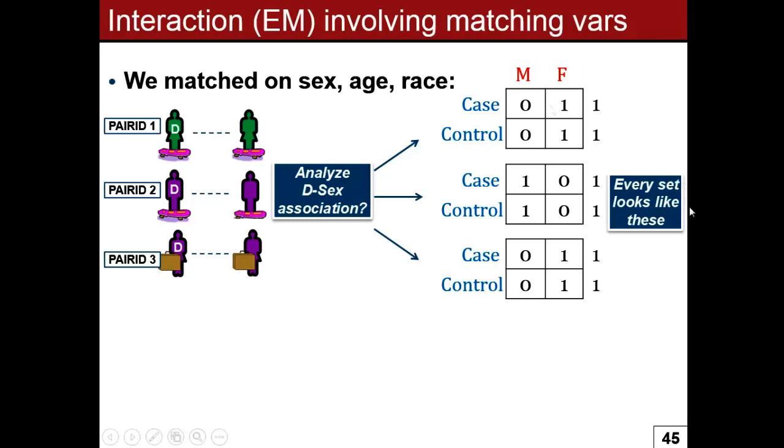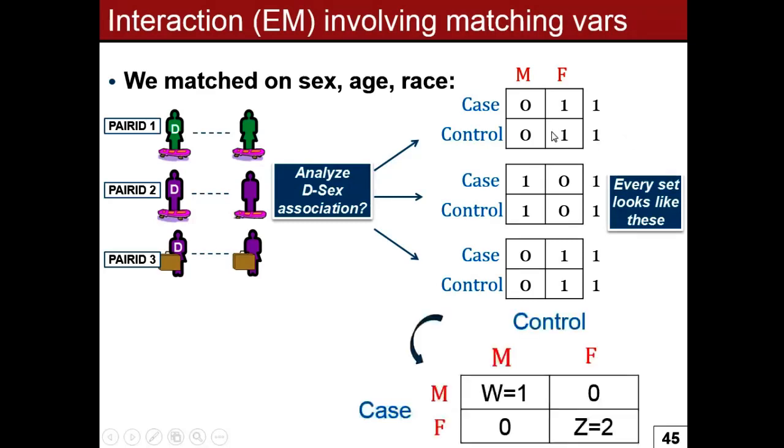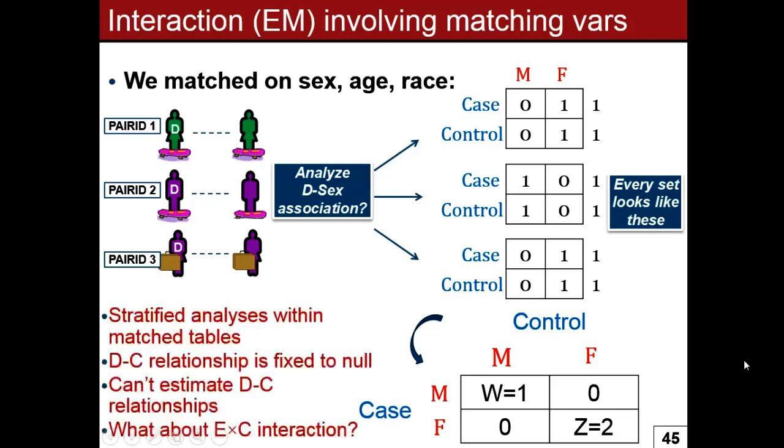all those boring, uninformative tables, right? They're all W's and Z's, and we can't do anything with them. And so you get something that looks like this. It's not going to be very interesting. Okay, so we can't look at the association between disease and the C variables, and we know that.